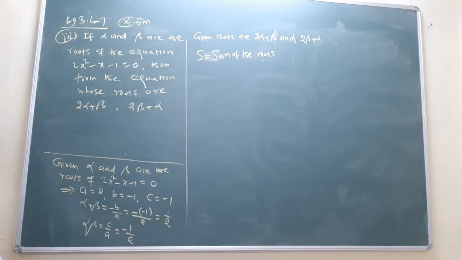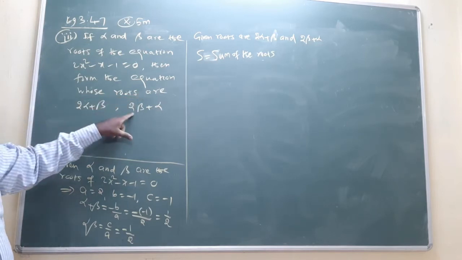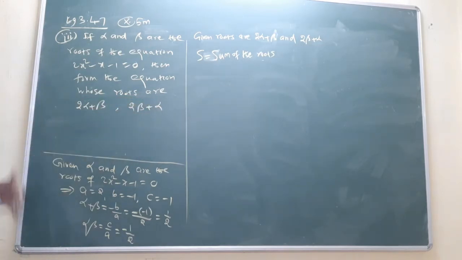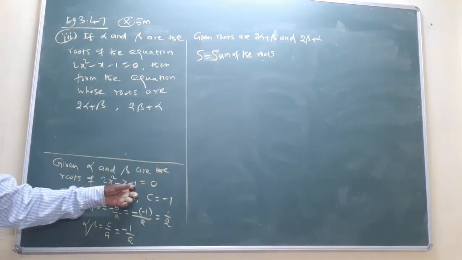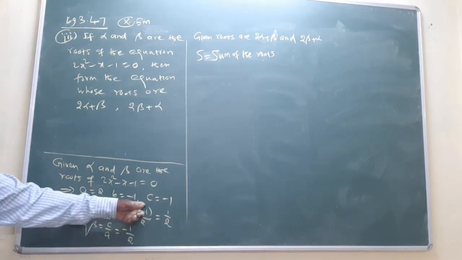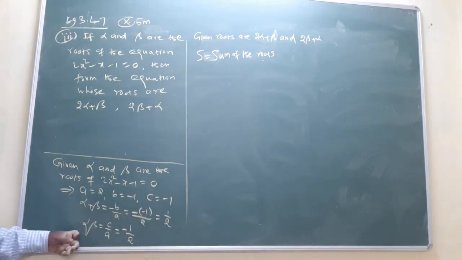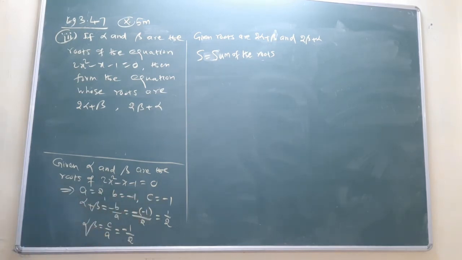Third solution: the same equation, but the roots are changed, 2 alpha plus beta and 2 beta plus alpha. Then you write the answer the same way. Alpha and beta are roots of the equation 2x square minus x minus 1 equal to 0. What is A, what is B, what is C? Then alpha plus beta equals minus B by A, substituting the values gives 1 by 2. Alpha into beta is C by A, where C is minus 1 and A is 2, so minus 1 by 2.